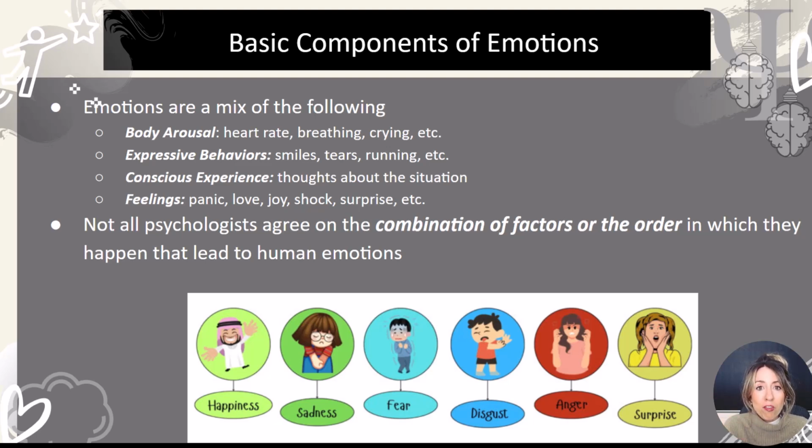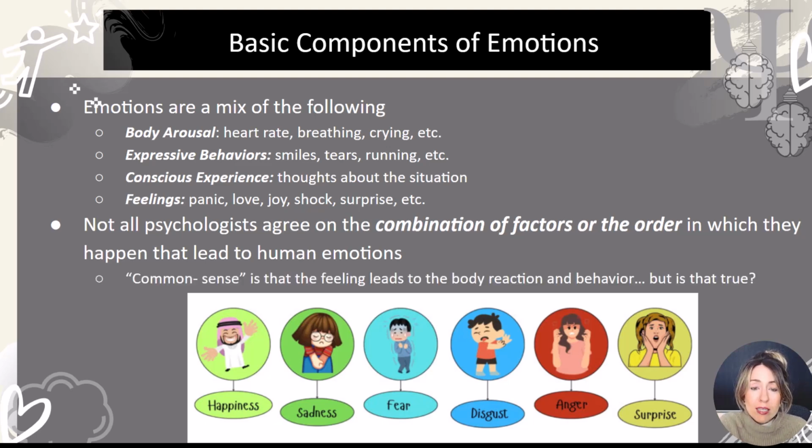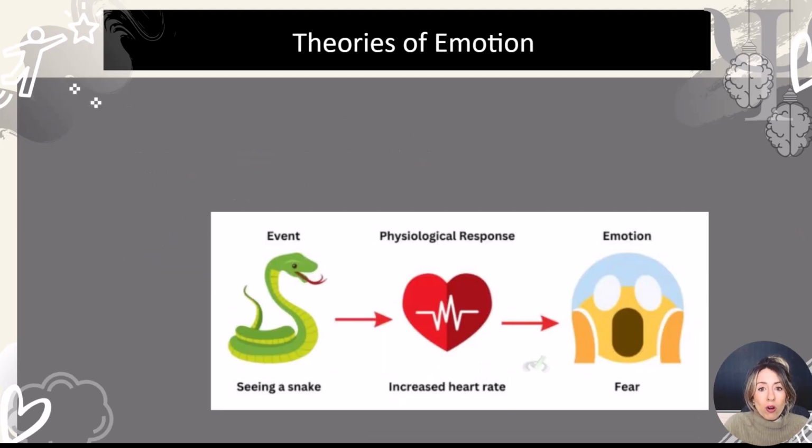So there's a couple different theories that address this disagreement. What's interesting is that most of us think of that common sense approach, which is the idea that we have a feeling, and that feeling then leads to a body reaction and a behavior, right? So like, I'm happy, and then I smile, and I show people that I feel happy. And this might be common sense, but not necessarily what research has shown is actually the way that emotions are created. So what are some of these theories?